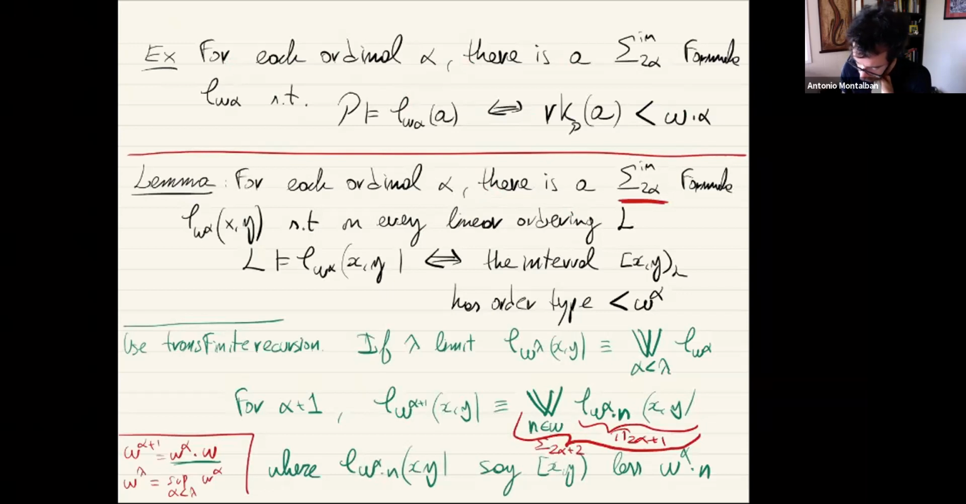Because here we have alpha plus 1. And in this case, if each of these is sigma 2 alpha, then the disjunction of all of them, in particular they are pi 2 alpha plus 1, is going to be sigma 2 lambda. Well, sigma lambda and sigma 2 lambda are the same thing. So you can prove by transfinite induction that they have the right complexity.